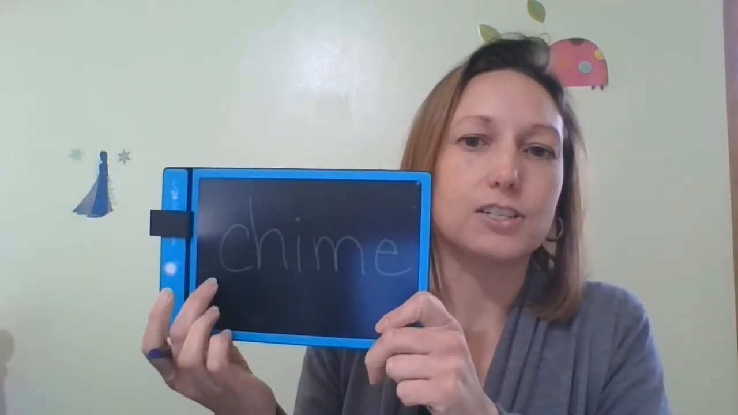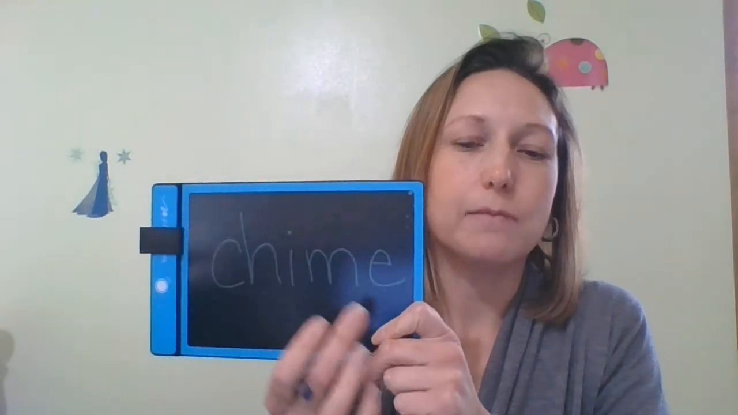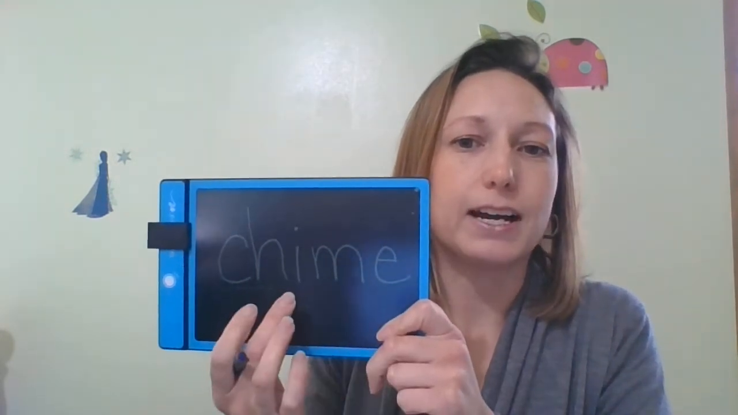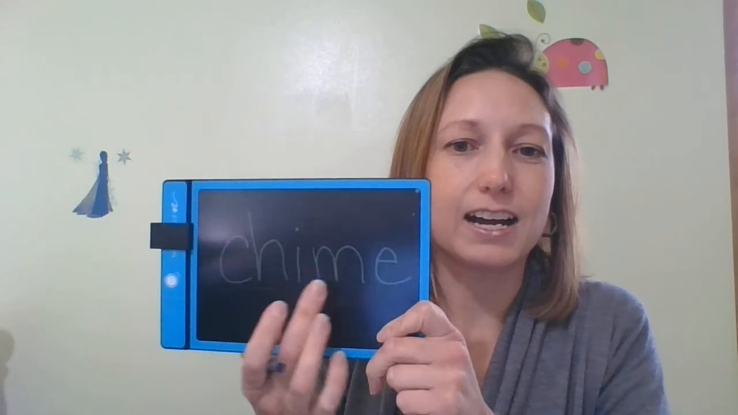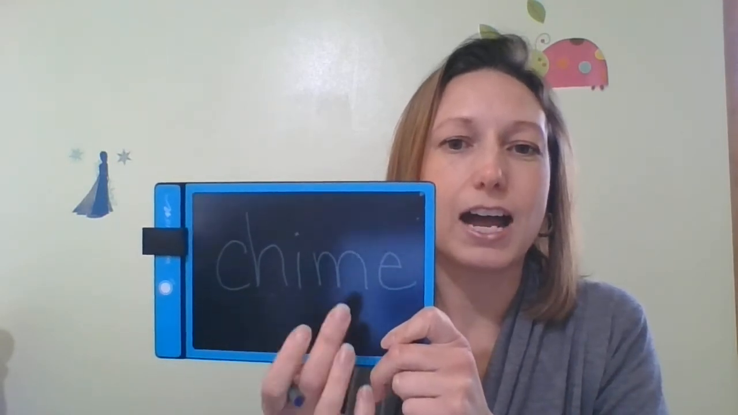And number 6, chime. Chime. A bell will chime on the hour. And what digraph did we hear at the beginning of that? Ch. We heard ch. CH says ch. My I says its name, so I need I consonant E. Chime.